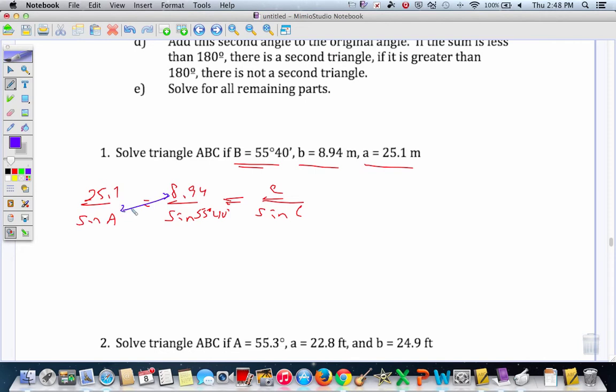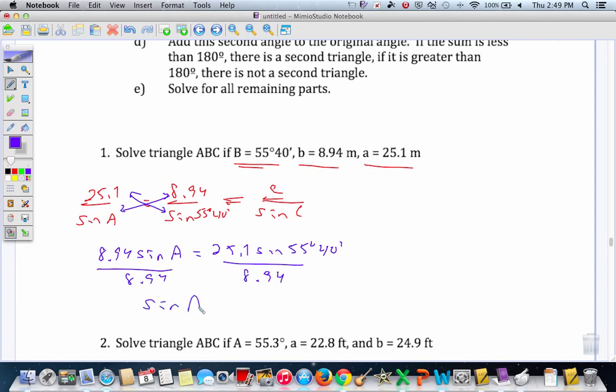As I mentioned in our step-by-step process, the first step is to solve for our first obvious angle. You can see by setting up our law of sines, there's only one item I can solve for here, and that is the sine of angle A. So I'm going to take 8.94 times the sine of angle A equals 25.1 times the sine of 55 degrees and 40 minutes. I'm going to go one more step and divide by 8.94. That way I'm solving for the sine of angle A.